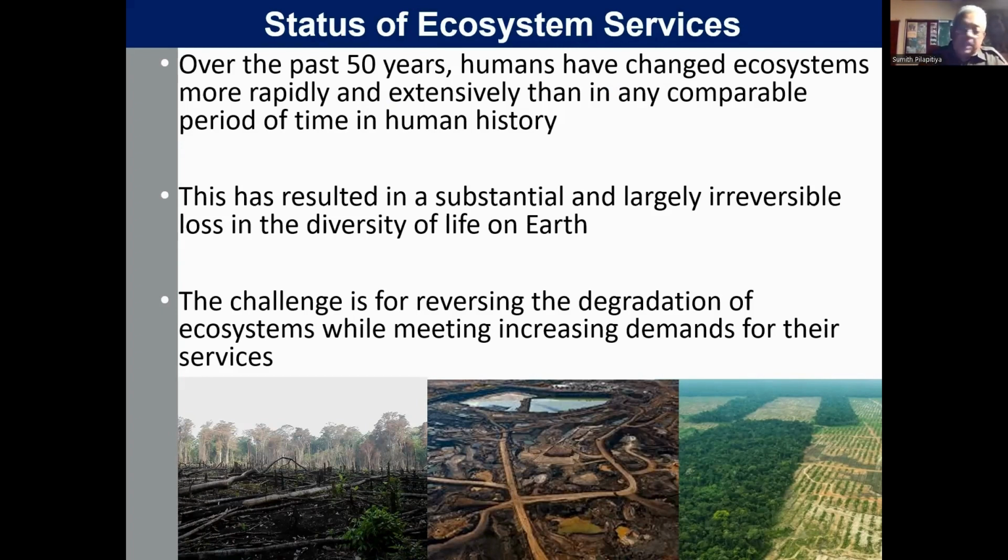So we have a huge challenge facing us. The challenge is for reversing the degradation of ecosystems. But while we are reversing the degradation, we must also meet the increasing demand for the ecosystem services for development. So we can't look at only one aspect of trying to protect our ecosystems from degradation, because we need to try to meet the demand. So how do we come to this balance? That is where sustainable development plays a role.